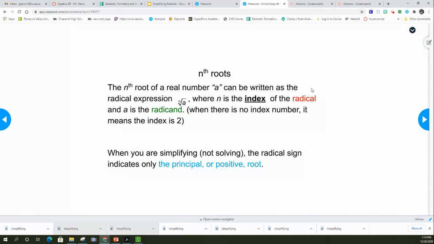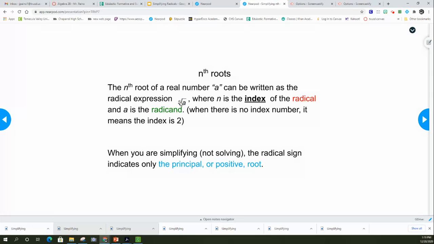We call these the nth roots. Instead of just the square root, it could be any power. If something is raised to the fourth power, I'm going to use the fourth root to undo it. If it's something to the eighth power, I'm going to use the eighth root to undo it. So the nth root of a real number a can be written as the radical expression nth root of a, where n is the index.